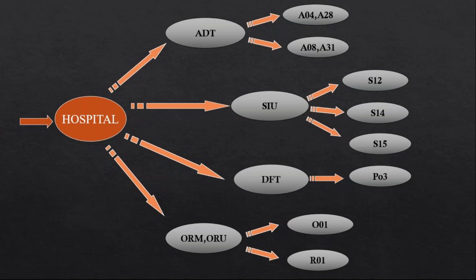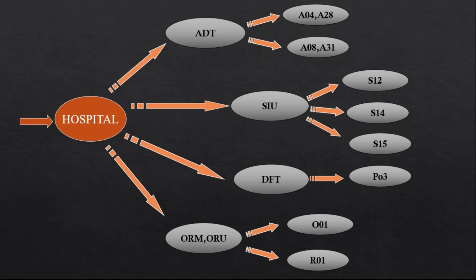Then we have ORM and ORU. ORM is the order message, observation request message, and it is represented as ORM O01. O01 is the event type to represent an order. And R01 is the event type used to represent a result, and it is concatenated with ORU. So whenever you see a result message, the message type is ORU R01. In this way, we have all of these different events.